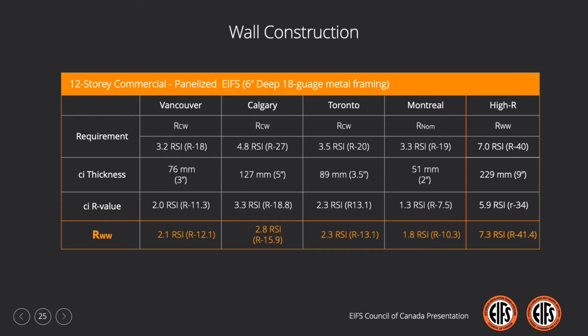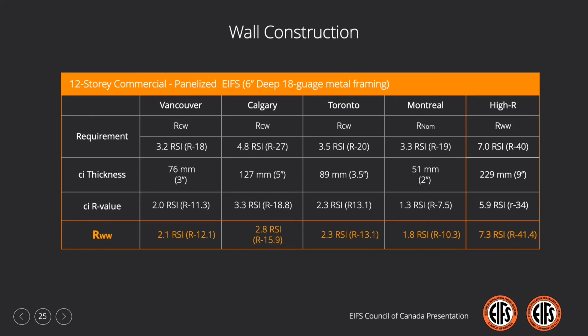So we have the requirement along the top row for Vancouver, Calgary, Toronto, Montreal, and our high R wall, which remains at 40, the required CI thickness of the eaves wall assemblies, the corresponding CI R value, and then the modeled values, which establishes the target values for the other assemblies to reach. 2.1 for Vancouver, 2.8 for Calgary, 2.3 for Toronto, 1.8 in Montreal, and a 7.3 RSI value for a high R wall.